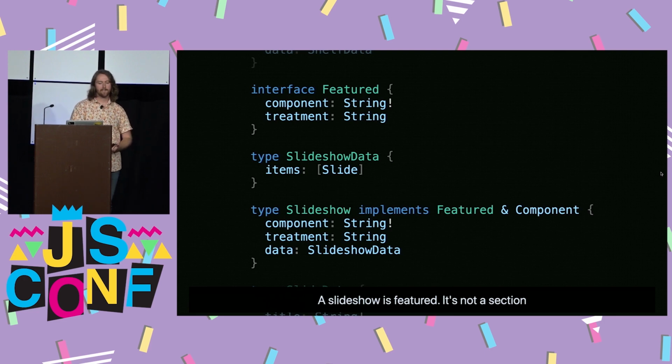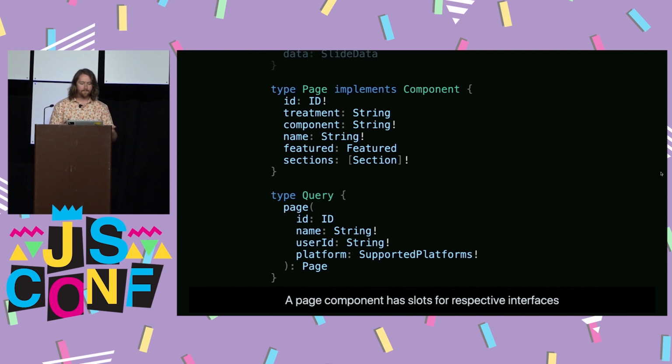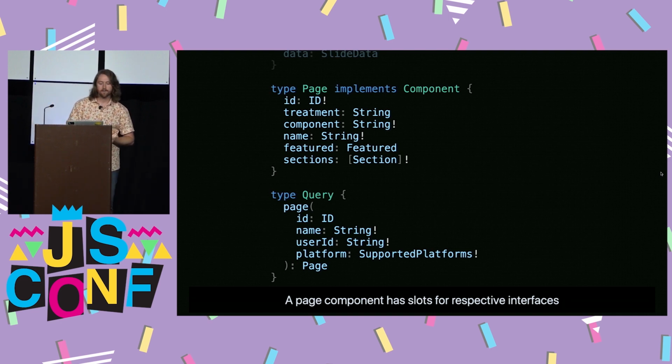So a slideshow contains slides. I think we get the picture there. And then finally, we're going to have our page type. The page type stitches this all together. It takes a featured field, which is going to be like that slideshow up at the top on the home page, as the example. And then the sections field, which is going to essentially represent all of the shelves in the UI. And then our query will obviously take the name, user ID for personalization, and a platform, so that we can vary this on platform.